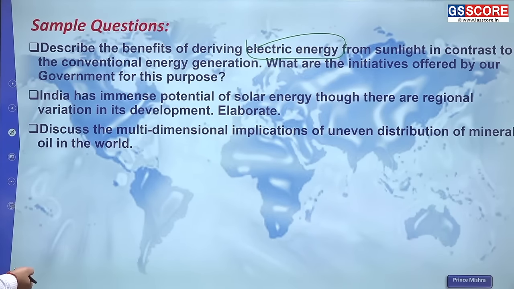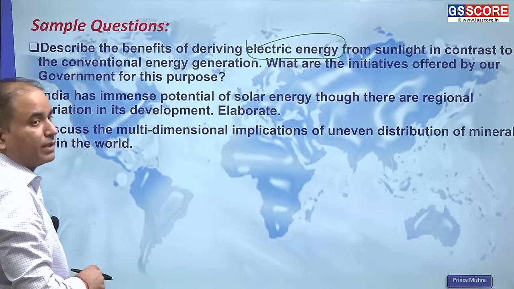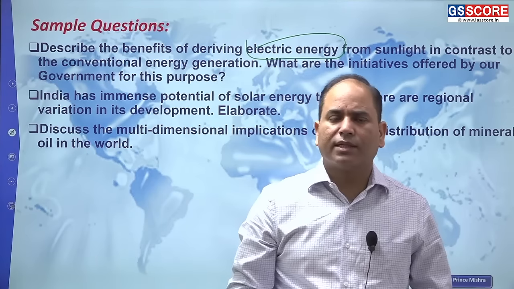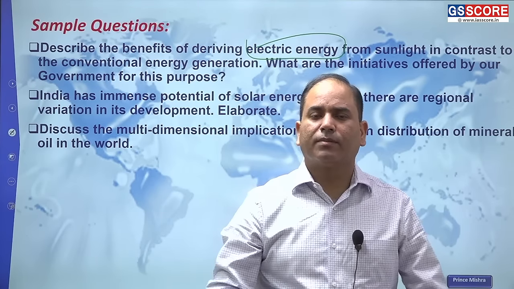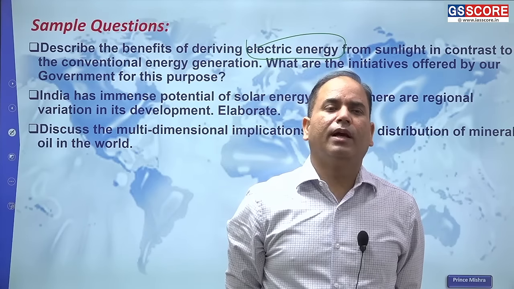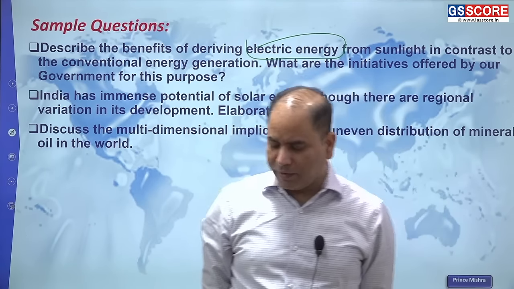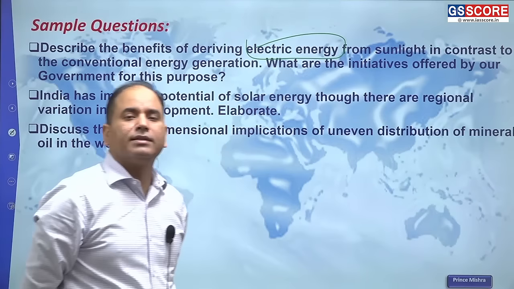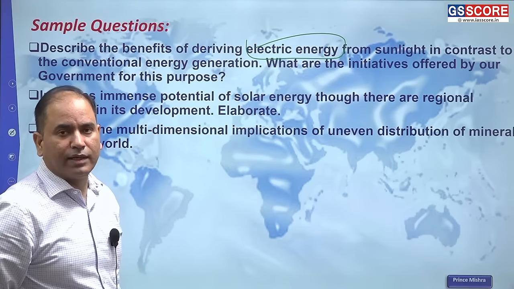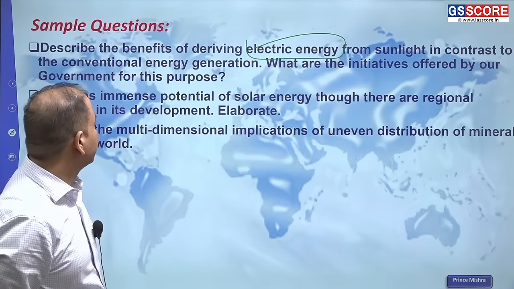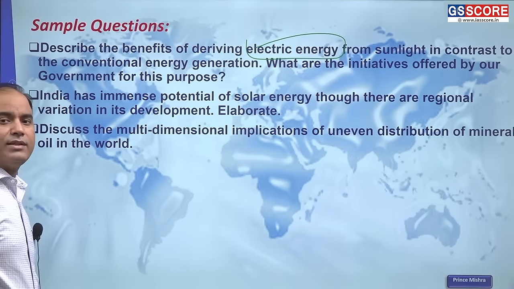India has immense potential of solar energy, though there are regional variations in its development. Most of the country is in the subtropical region, and being a subtropical country means that for more than 9 to 10 months of the year sunlight is available in huge quantity. So sunlight insolation is available in higher proportion. In that backdrop we will find the potential is huge.